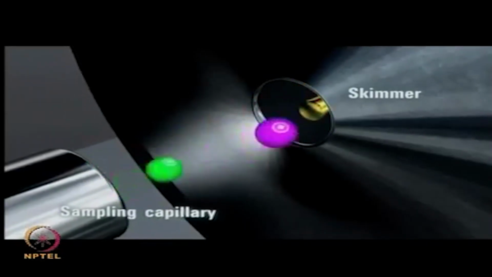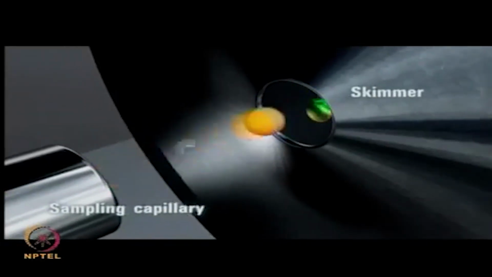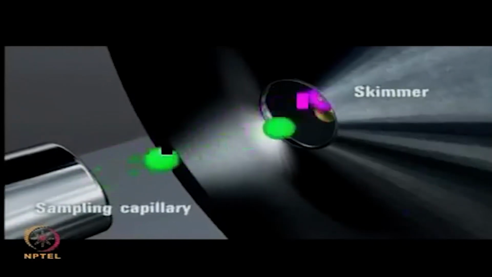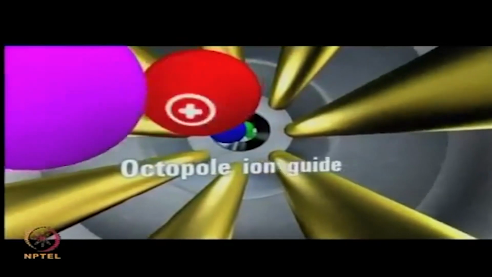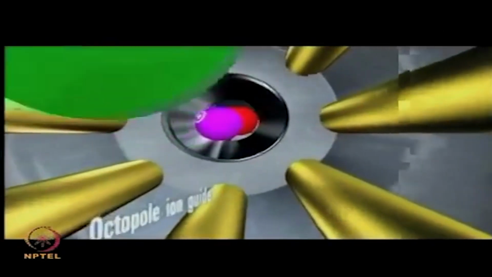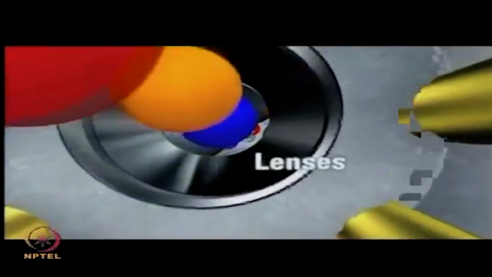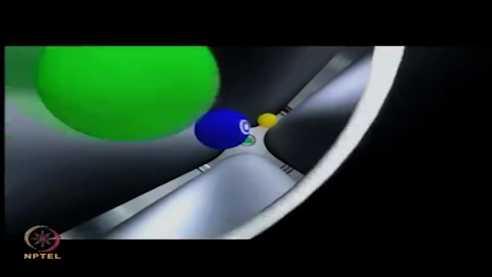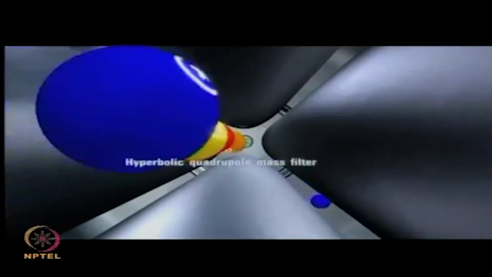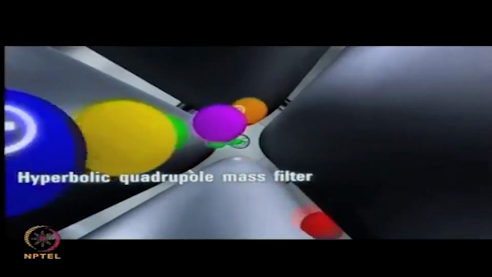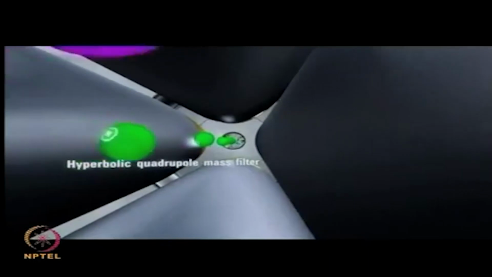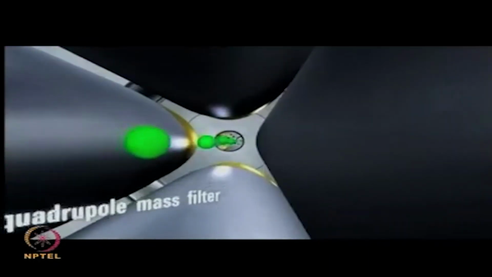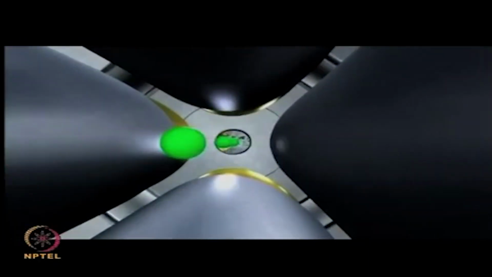A thin skimmer aperture, carefully matched hole size, and short capillary to skimmer distance reduce beam broadening. An on-axis octopole ion guide provides nearly 100% ion transmission over a wider mass range. Patented lenses enhance high-mass ion transmission and increase sensitivity over a wider mass range. The quadrupole mass filter allows only ions of the target mass to pass through. The hyperbolic shape of the rods enhances ion transmission and spectral resolution.